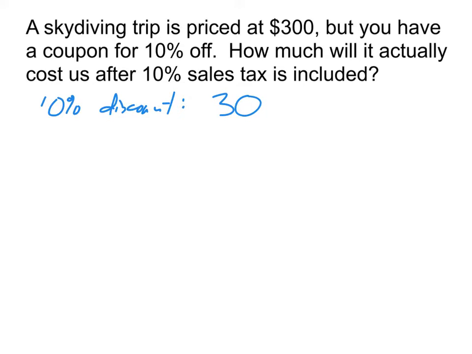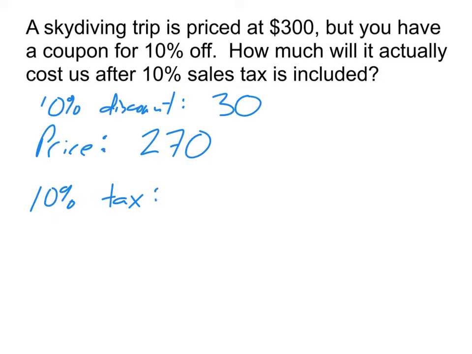That means the actual price, the actual thing they're charging us, is going to be 270 because I do 300 minus 30. Now that is what I pay tax on. I don't pay tax on the 300, I pay tax on the 270. So the 10% tax, 10% of 270 is 27.